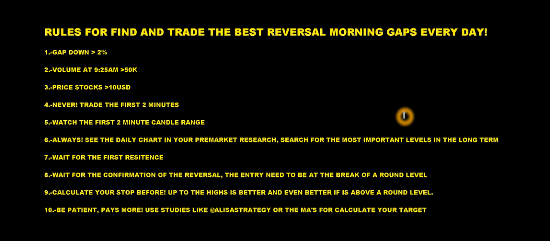Just watch, and this is the fifth tip, just watch the first 2-minute candle. Okay, watch the range, watch the volatility. If we have a candle that has a lot of volatility, like maybe 10 cents, 20 cents, a lot of range, forget about that stock. They are pretty risky, and I'm pretty sure that they have a pretty huge bid and ask spread. So forget about them.